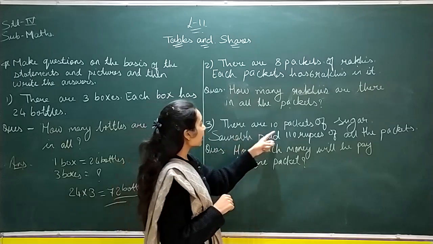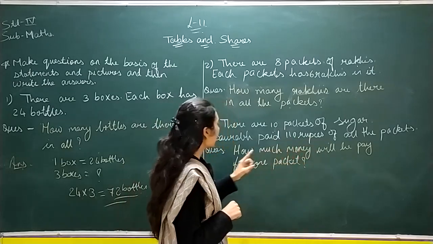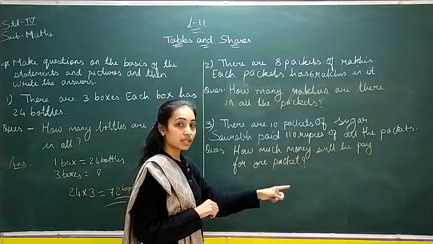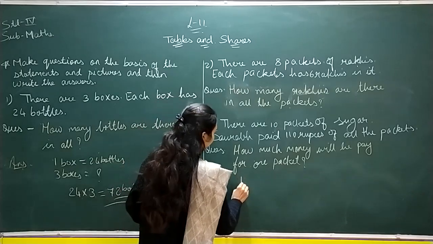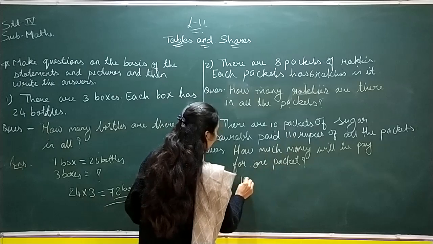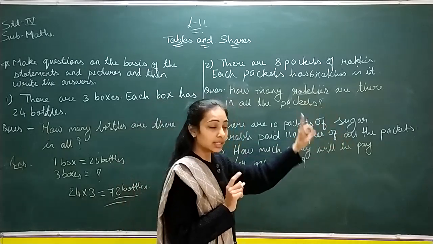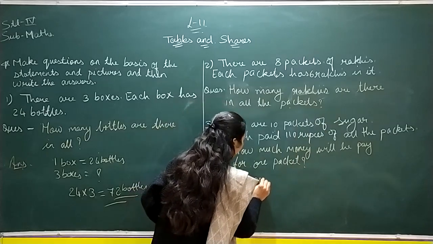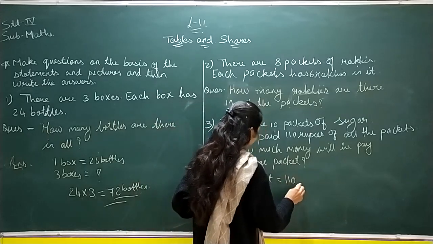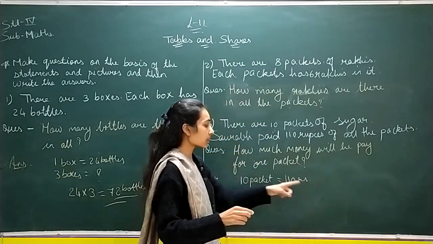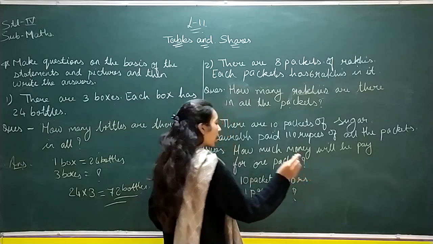Third one, there are 10 packets of sugar. Saurabh paid 110 rupees for all the packets. How much money will he pay for one packet? Right? We have formed the question like this. See, there are 10 packets of sugar. So for 10, it is told Saurabh paid 110 rupees for all the packets. That means for 10 packets, he has paid 110 rupees, right? For 10 packets, he paid 110 rupees. Then for one packet, he has paid how much rupees?